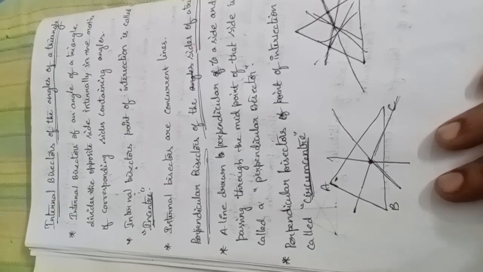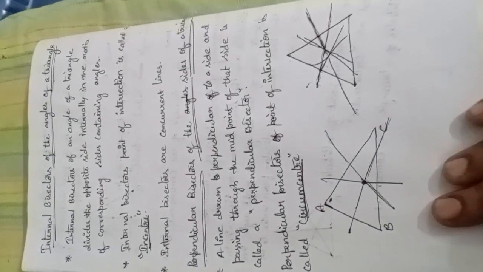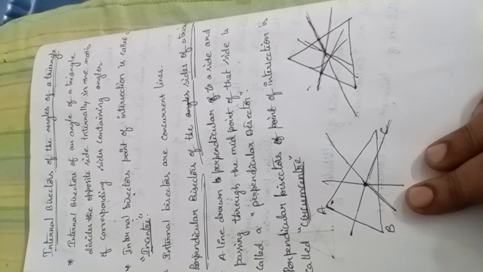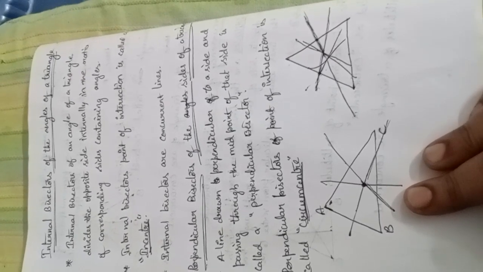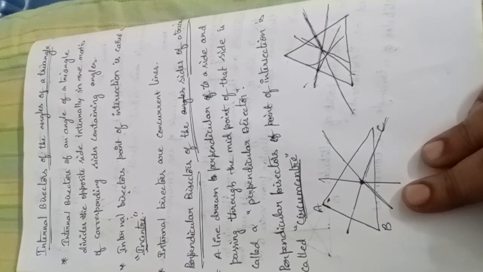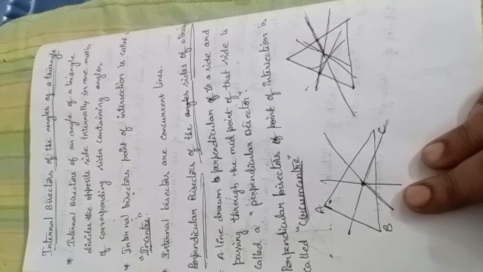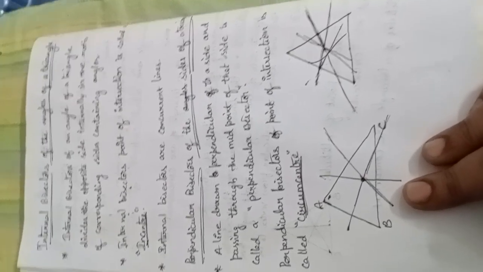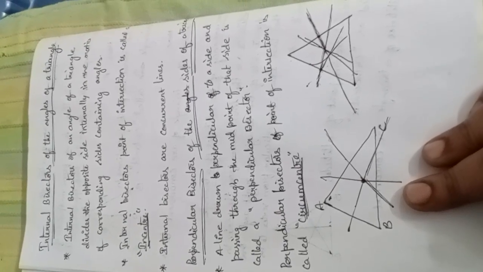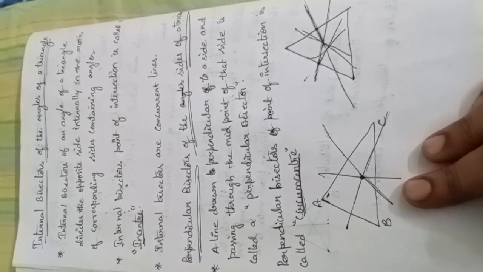So what we have seen till now: the medians of a triangle are concurrent, altitudes are concurrent, internal bisectors are concurrent, and perpendicular bisectors are also concurrent for a triangle.